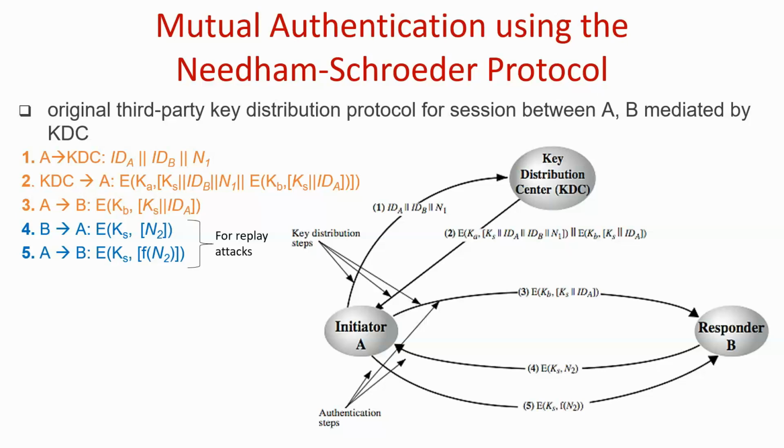In the Needham Schroeder protocol, this trusted third party is called the Key Distribution Center or the KDC. And here, before anything starts, every entity in the system must have exchanged a master symmetric key with the KDC.